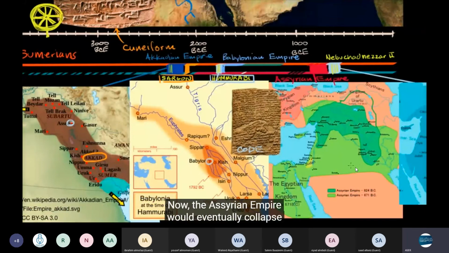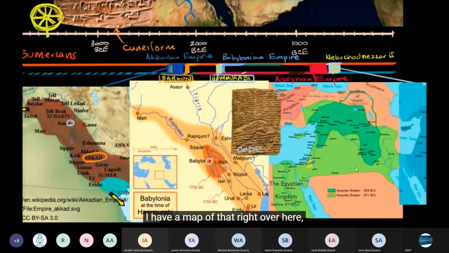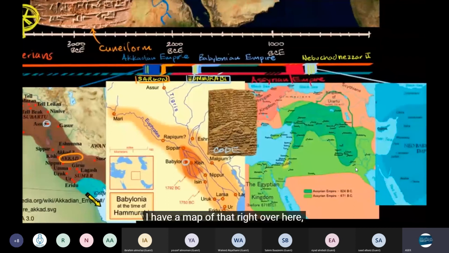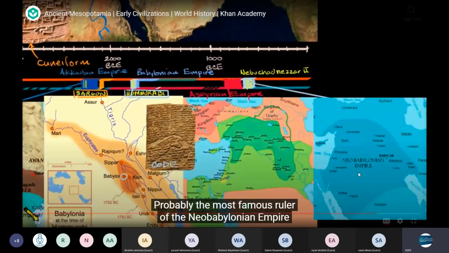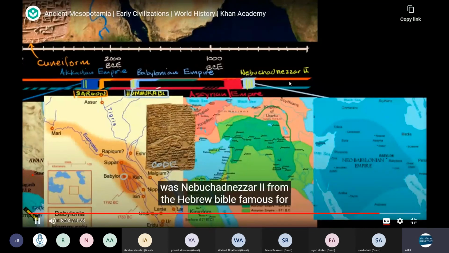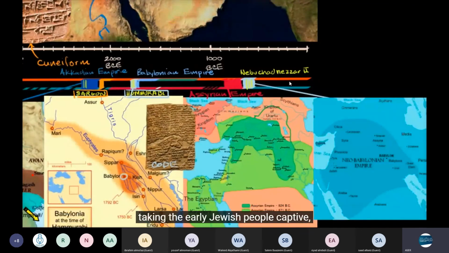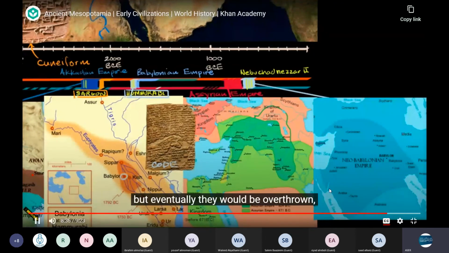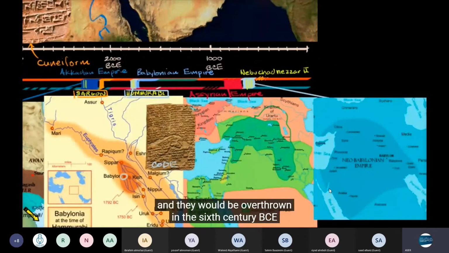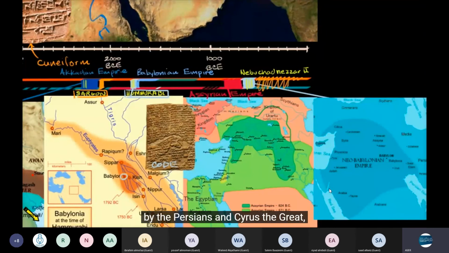Now, the Assyrian Empire would eventually collapse in the 7th century BCE and would be taken over by the Neo-Babylonian Empire. I have a map of that right over here, which also controlled much of the modern Middle East. Probably the most famous ruler of the Neo-Babylonian Empire was Nebuchadnezzar II, from the Hebrew Bible, famous for taking the early Jewish people captive, the famous Babylonian captivity. But eventually they will be overthrown in the 6th century BCE by the Persians and Cyrus the Great, and that will actually be the end of the Babylonian captivity.